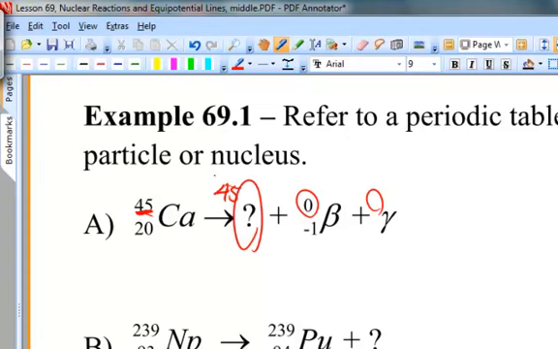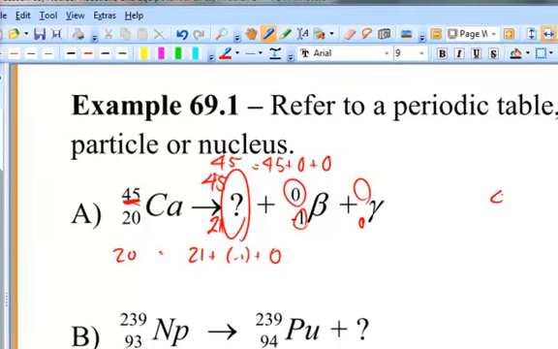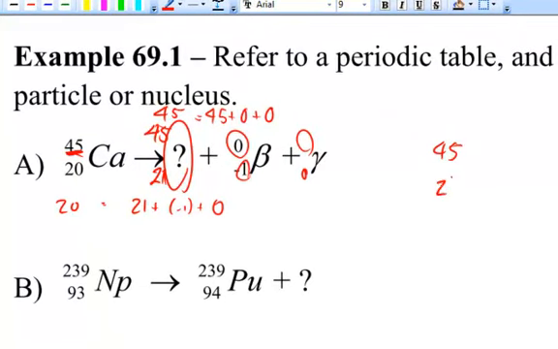So whatever I get up at the top has got to be a 45, because 45 plus 0 plus 0 is equal to 45 on the left-hand side. On the bottom, I have 20 on the left-hand side, so I've got to have something that adds up to 20 on the right-hand side. I have a 0 down here in the gamma, I have a minus 1 there, so I've got to have a 21 as a subscript down here on the bottom, because 20 is equal to 21 plus negative 1 plus 0. So now whatever my isotope is, it's going to be 45 mass number and 21 atomic number.